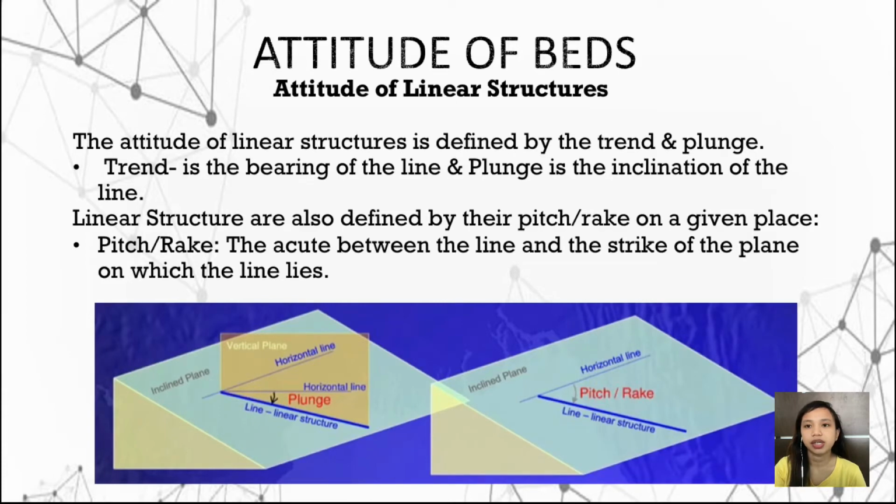Linear structures are also defined by their pitch or rake on a given plane. Pitch or rake is the acute angle between the line and the strike of the plane on which the line lies. Pitch is the angle between the axis of the feature and the strike of the plane containing the axis.